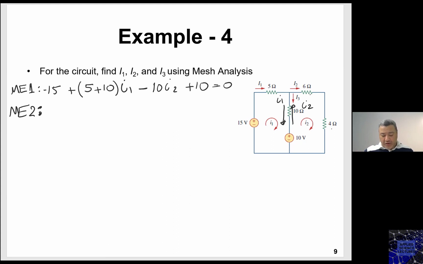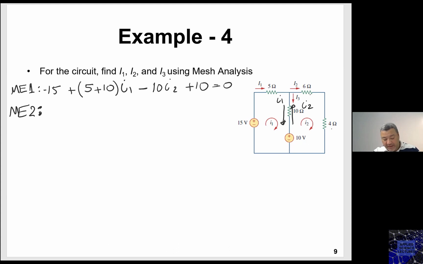Okay, so 6 plus 4 I2 plus 10 should be I2. I think that's a typo. Minus 10 I1 minus 10 volt equals to 0. And that's correct, except for the typo. To be honest with you, this is very good. This is encouraging. So let's write it here.